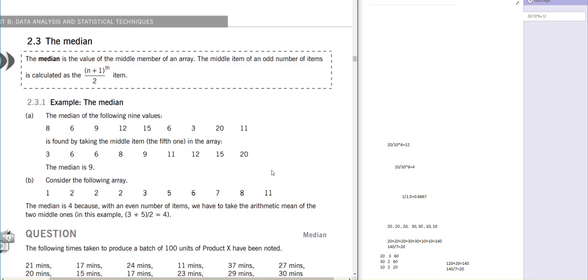Okay, next we have median. Median is not average, it is the middle unit. For example, I have data: 1, 3, 4, 6, 8, 11, 12, 15, 16. It becomes 1, 2, 3, let's put commas.